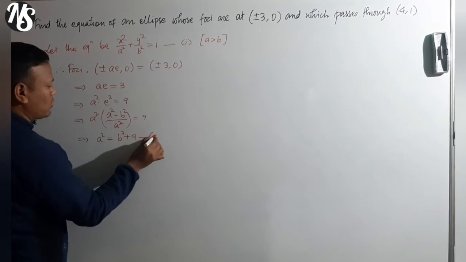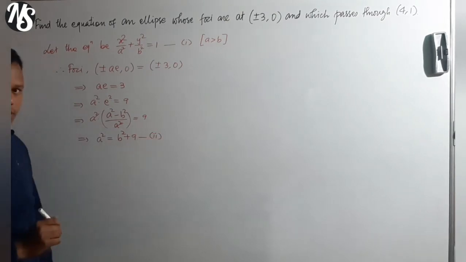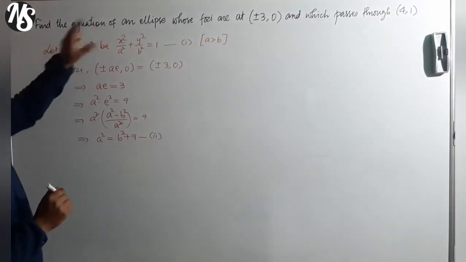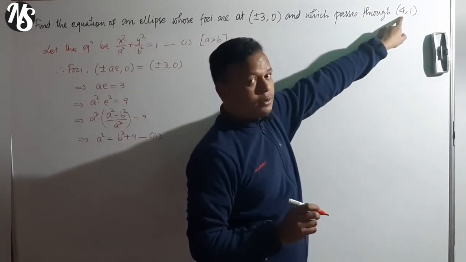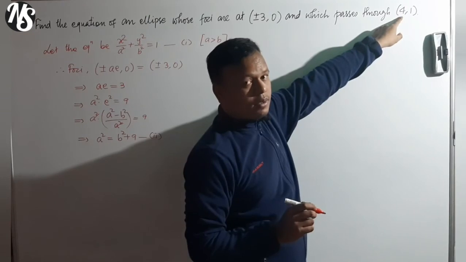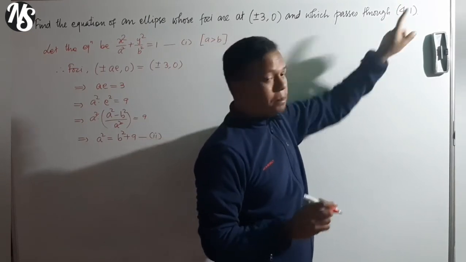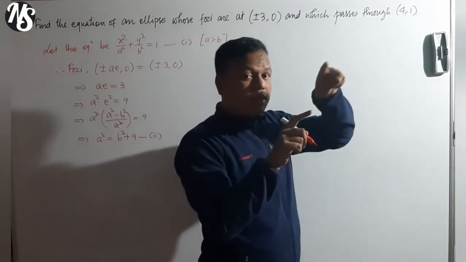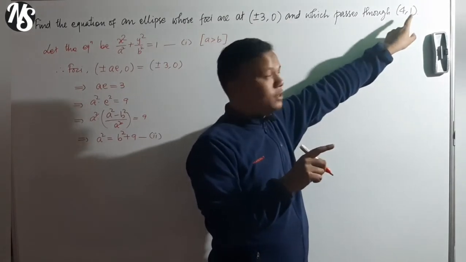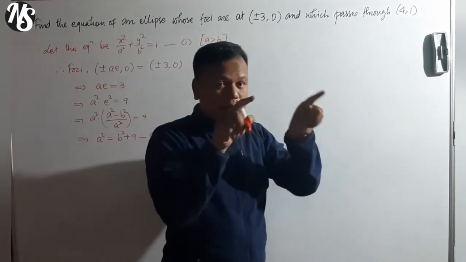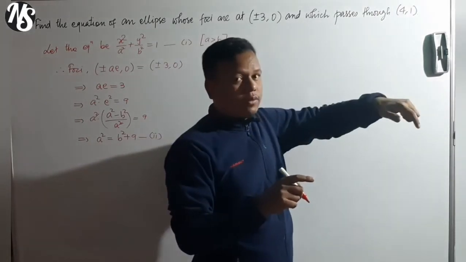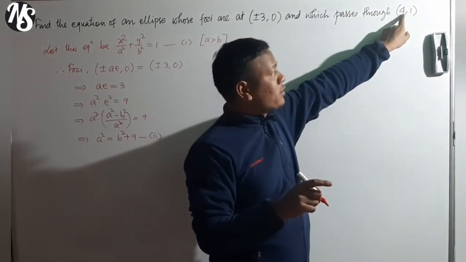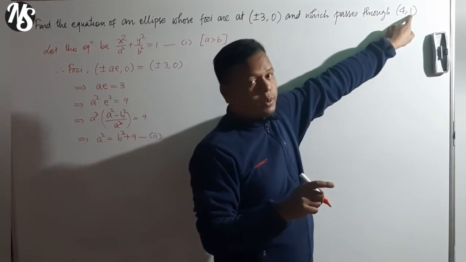Let me call this equation 2. Okay, fine. Now, another thing that is given to us is that equation 1, that is the ellipse, passes through 4 comma 1. So if the ellipse is passing through 4 comma 1, that means this point is exactly lying on the curve. Yes. Now, if it lies on the curve, then we can substitute the value of x to be 4 and the value of y to be 1.